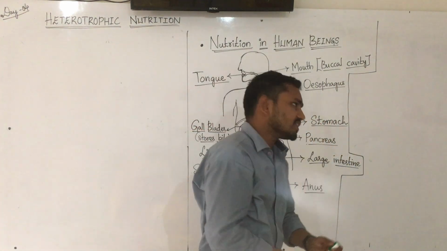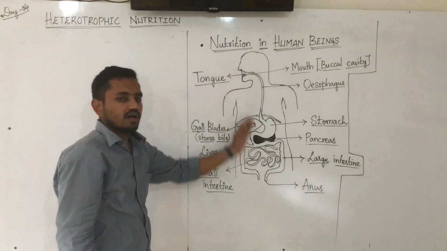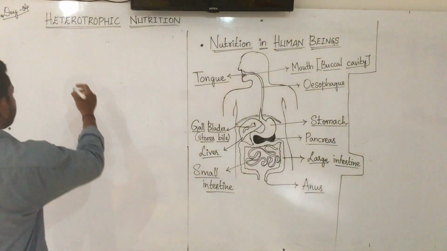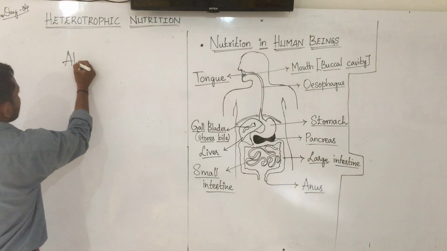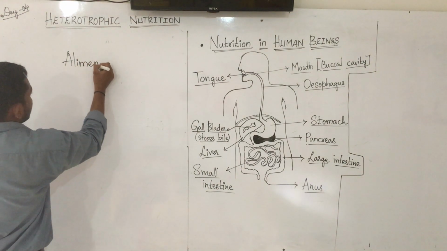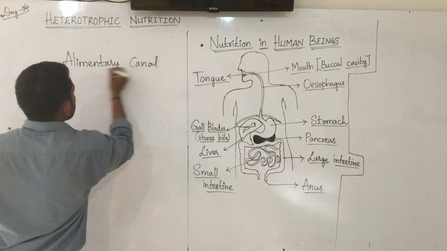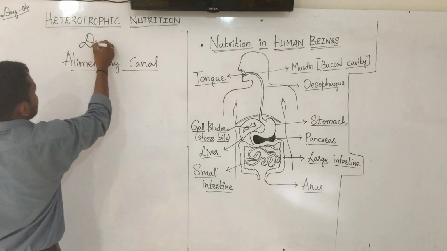See here, this is a typical structure of what we call the digestive system. Generally we call it the alimentary canal.